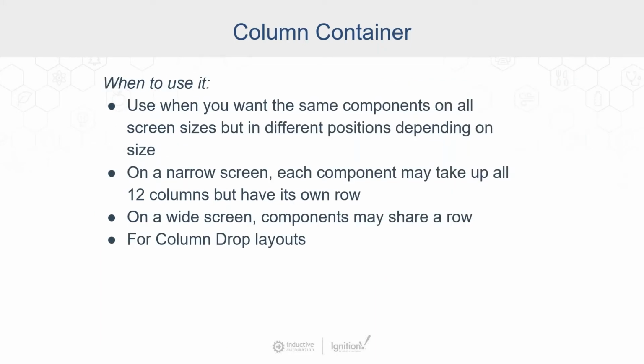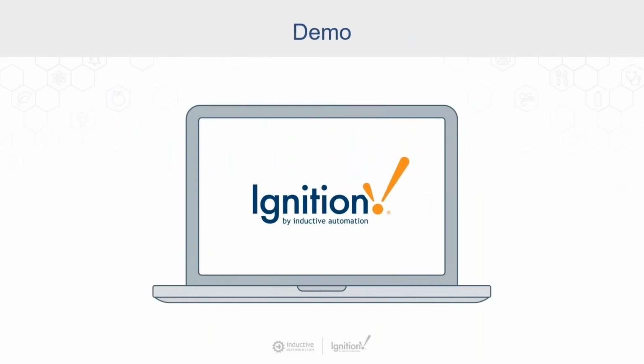So it's great when you have the same components on all the screen sizes, but you want their size and orientation to shift based on those new proportions. On a smaller or narrow screen, each component will typically take up all 12 columns and have its own row. On a wider display, the components may share a row because there's enough room. So again, this is perfect for column drop layouts where, as you get smaller, you're dropping columns down. Let's show a good example of this.